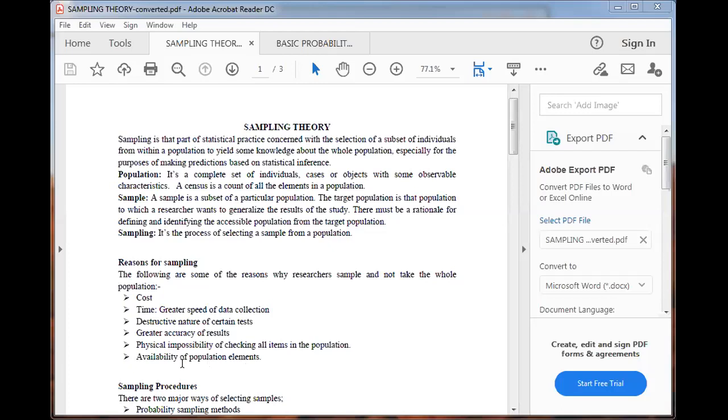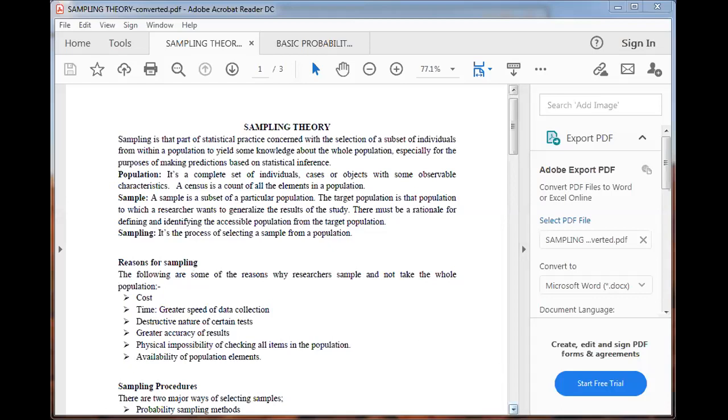And also the availability of the population elements. You can also find a case whereby you are doing an analysis of items which are in the ocean or something like that. It becomes quite hard to get all the population elements for you to be able to conduct the census. So when we are talking about reasons for doing a sampling, it is actually the reasons for not doing a census. I think you understand what we mean by census, whereby in Kenya, we normally do it after 10 years, where each and every person is supposed to be counted. The same case applies when we go to research and analysis.